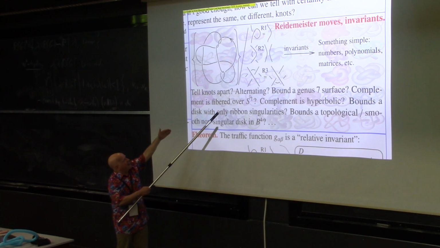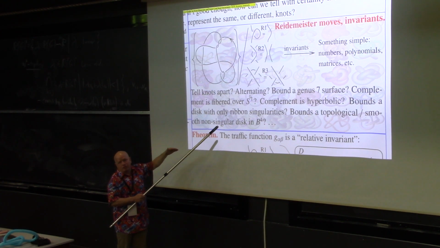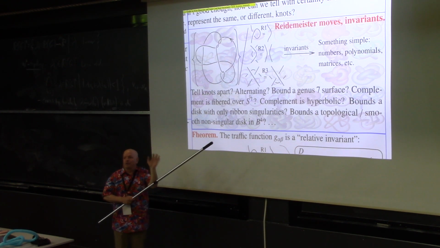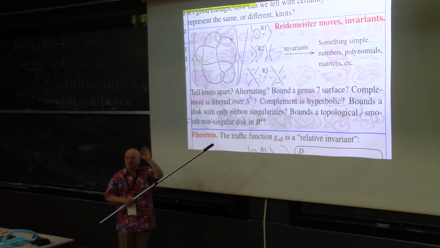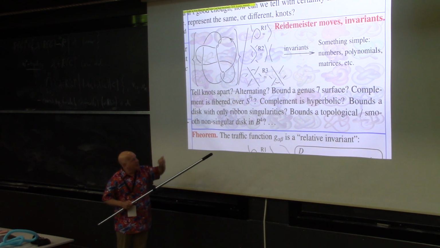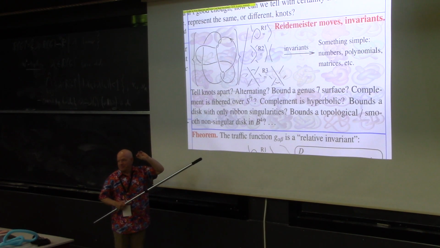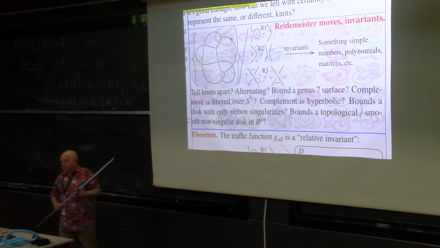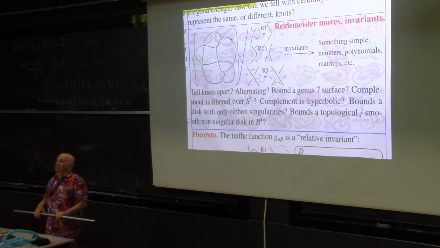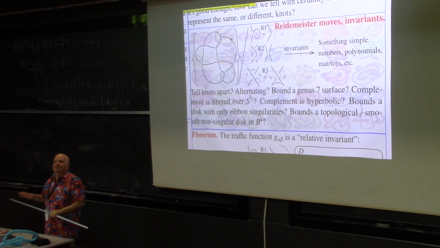And then there are lots of other questions about knot theory. I don't want you to come out of here thinking that the only question is to tell knots apart. There are lots of other questions, but I'm not talking about them. Okay? End of introduction. Any questions, any comments?